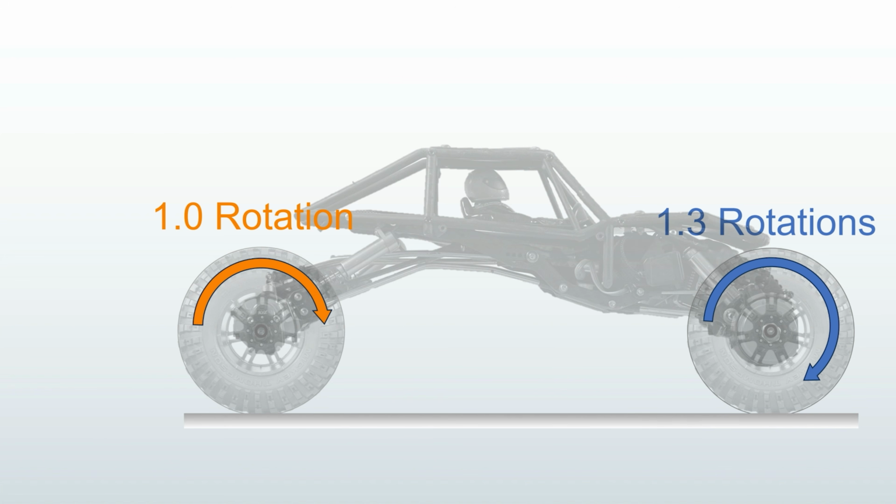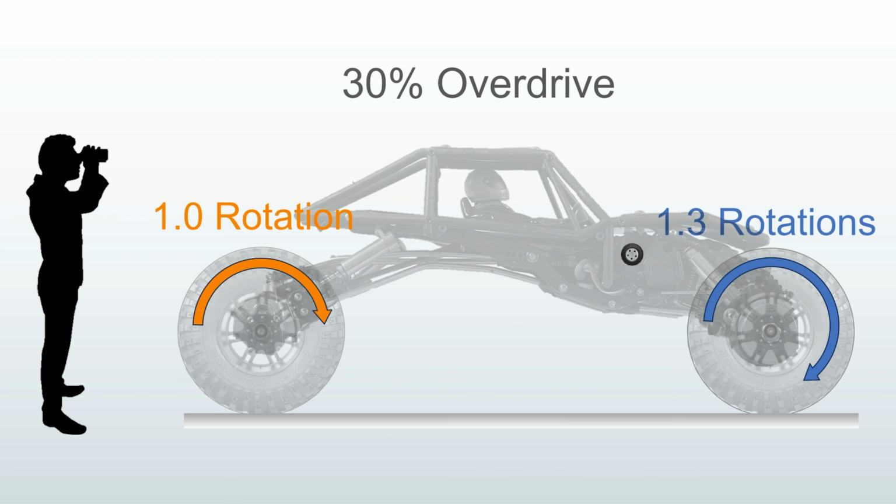The percent change formula best represents what's going on in real life. If your front wheels are spinning 1.3 times as fast as the rear wheels, you would call that 30% overdrive. That is a 30% increase in the front, but that's only from the perspective of the rear wheels. From the rear wheels looking forward, the front wheels are turning 30% faster, 30% more distance, 30% overdrive. The rear wheels are not turning 30% slower than the front wheels. This is not the same as 30% underdrive.